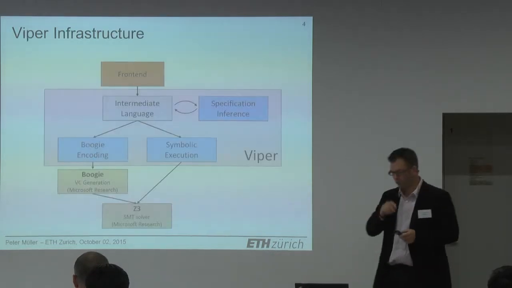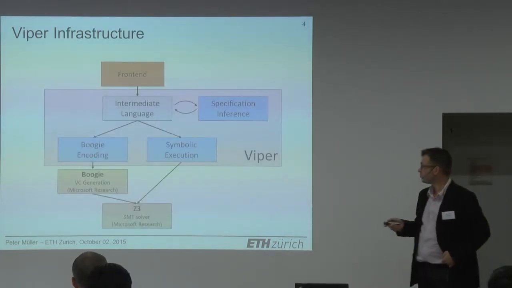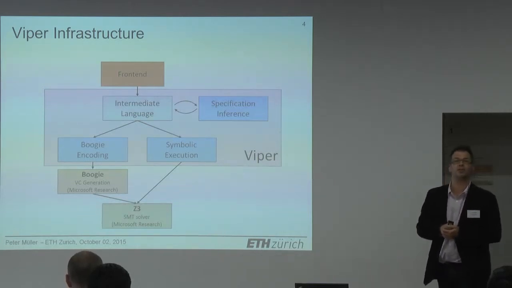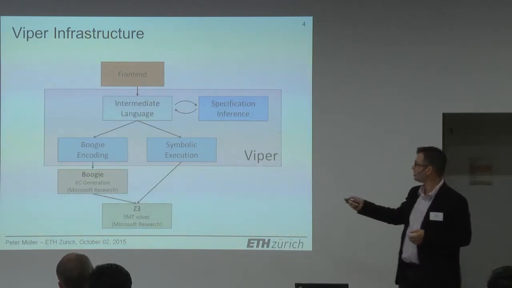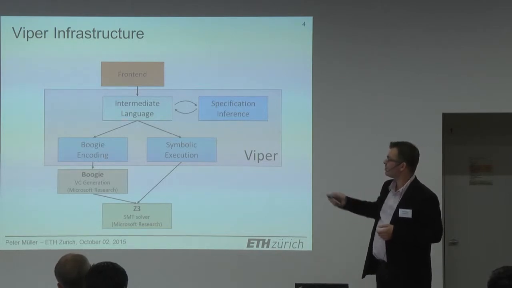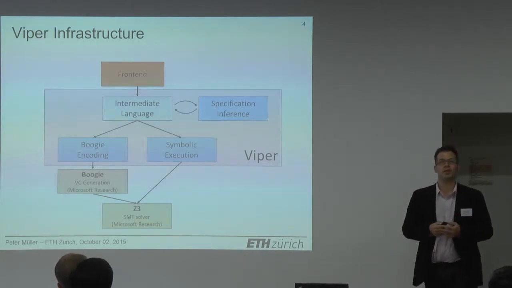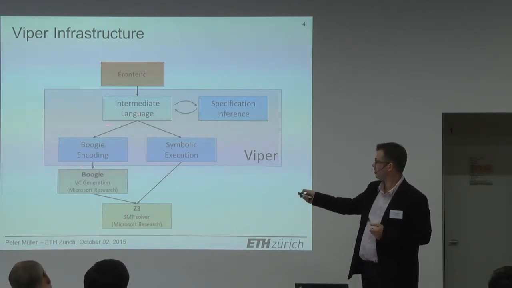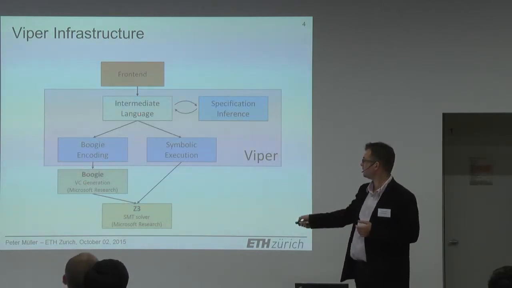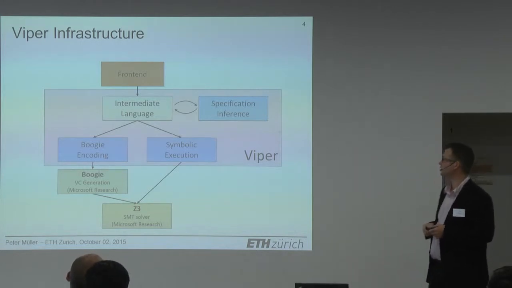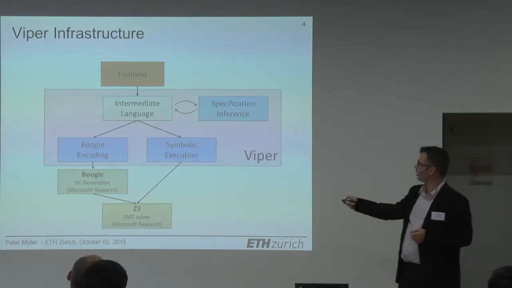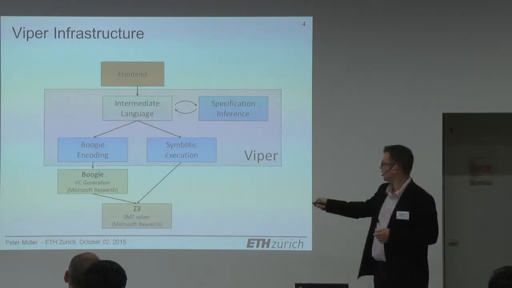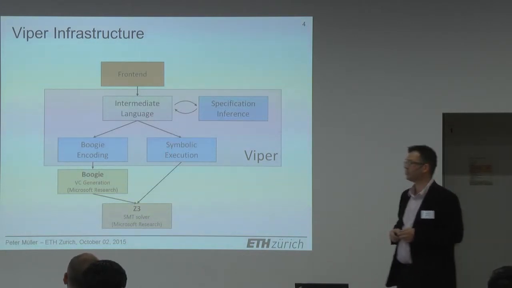So here's an overview of what Viper looks like. So on top, we also have a front end that encodes some source language and specification into our intermediate language. And now for this intermediate language, we have two verification backends. One is an encoding into Boogie, so a verification condition generation that ultimately sits on top of an SMT solver. And we also have a symbolic execution engine, just like Smallfoot and VeriFast, for instance, which ultimately sits on top of the same SMT solver.